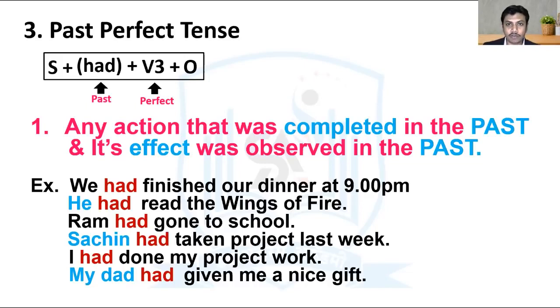We had read the Wings of Fire. Ram had gone to school. So if you see that, why Ram didn't attend the session? Because Ram had gone to school. The action of going to school was completed, and that is why he was not there in the session.